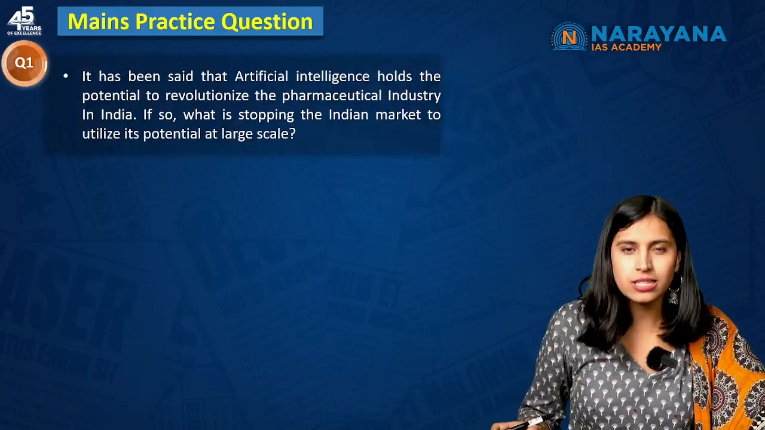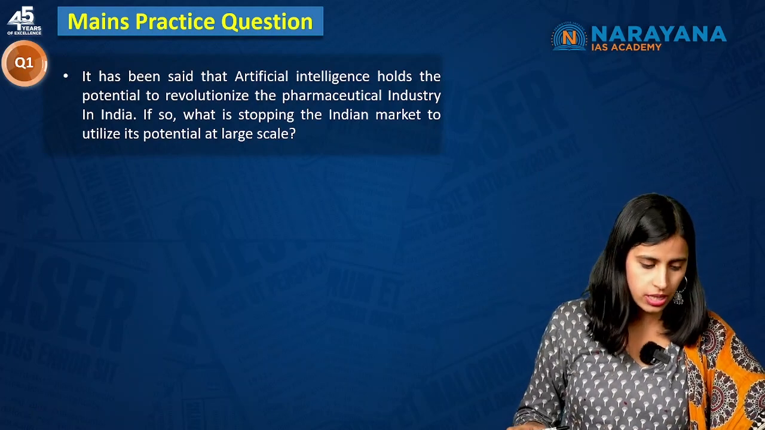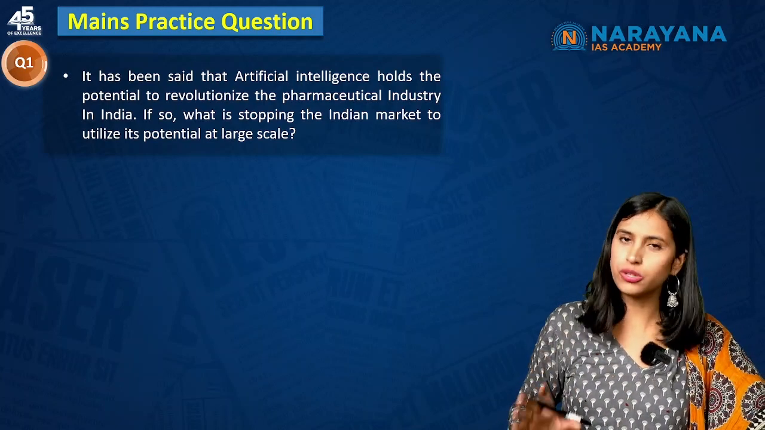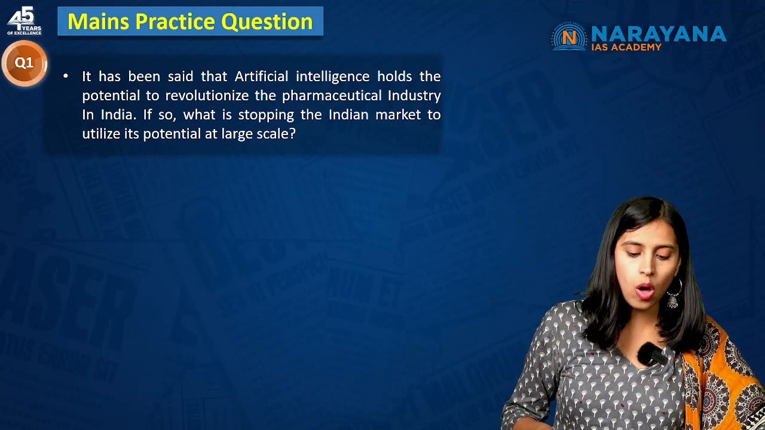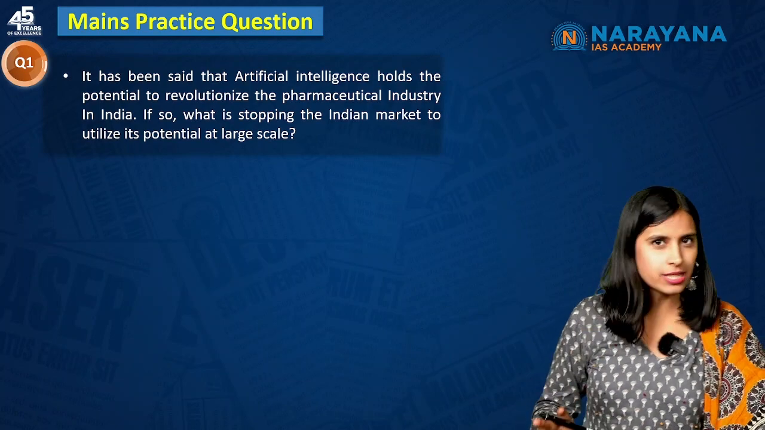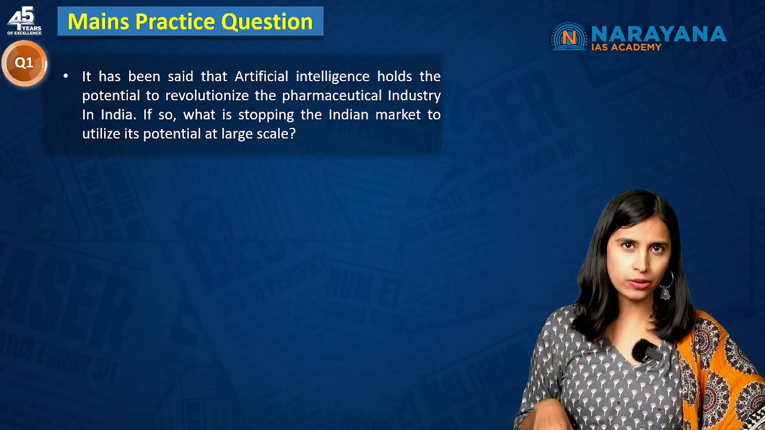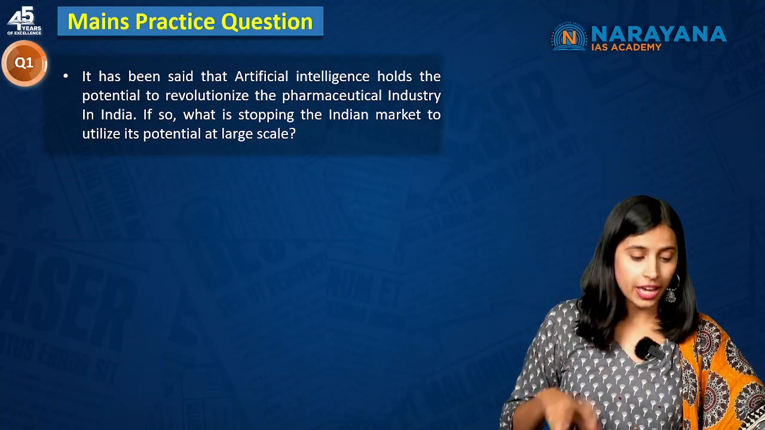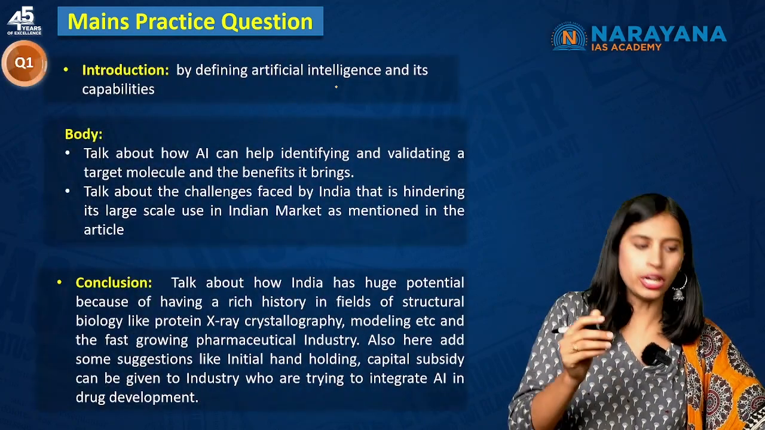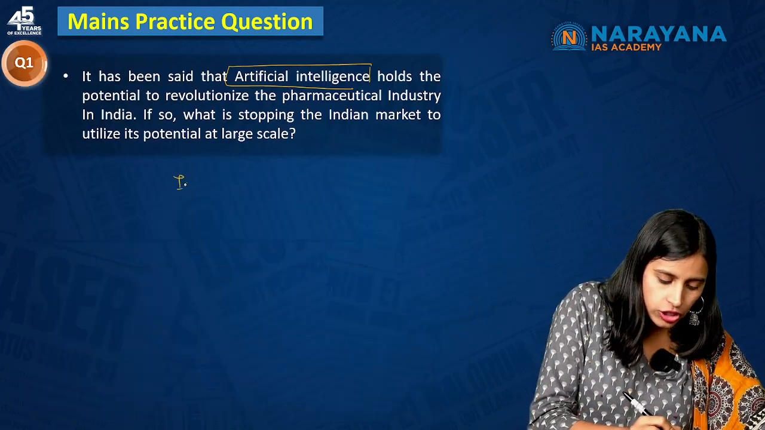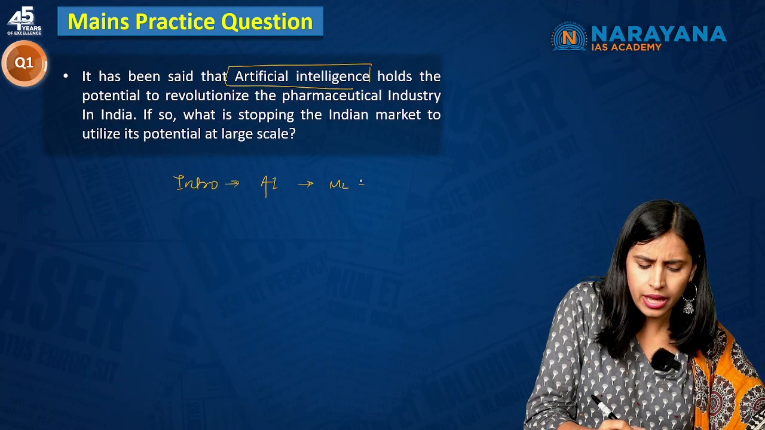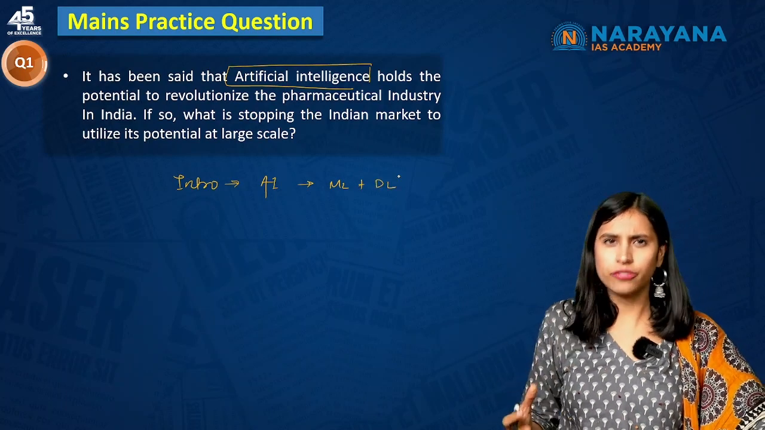Okay. Now let's discuss lastly the mains question based on the topic we have discussed. It says that artificial intelligence or AI holds the potential to revolutionize the pharmaceutical industry. If so, what is stopping the Indian market from utilizing its potential on a large scale? Now, when you are answering this question, I've already discussed that, so you already know what content is to be fed. Now let's structure the answer. If the question is on artificial intelligence, then first of all, define what is artificial intelligence. So in the introduction, you will mention what is artificial intelligence, the subsets of AI like ML and DL, and how they are actually increasing the capacity of artificial intelligence.